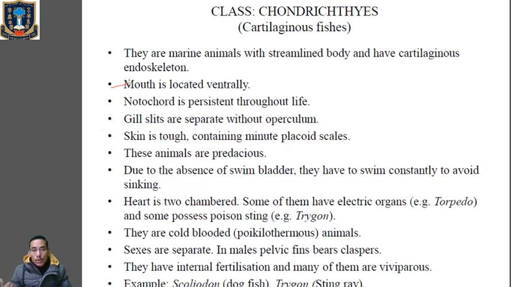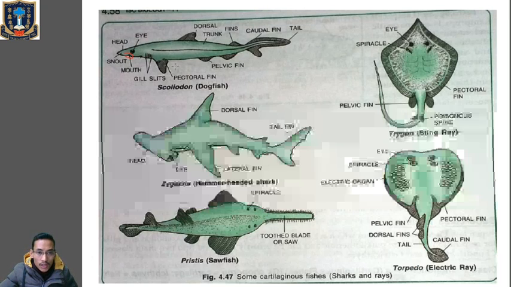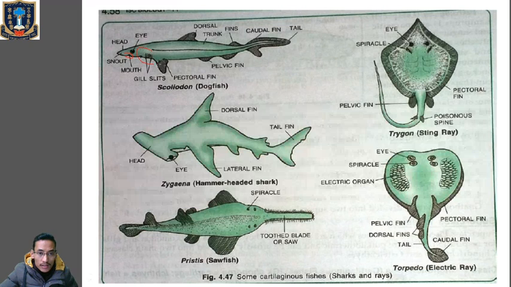The notochord is present throughout the lifetime of cartilaginous fishes, and here the gill slits are without the operculum. Generally in fishes that we consume, like rohu, we see that the gills are covered by the operculum. But here in class Chondrichthyes, gills are without the operculum, so the gill slits are separate. You can see here the gill slits, which are separated and not covered by the operculum.